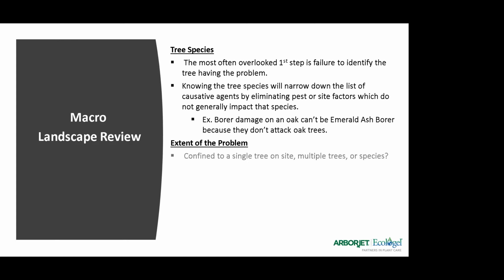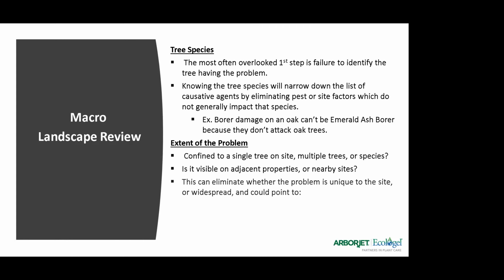And there's the extent of the problem. Is it confined to a single tree? Is it multiple trees on one site, or is it one tree species on one site? This helps us to understand better what the problem might be. Is it visible on adjacent properties or on nearby properties that you visited? This can help us figure out whether it's a site problem or it's widespread, and it could mean something more.